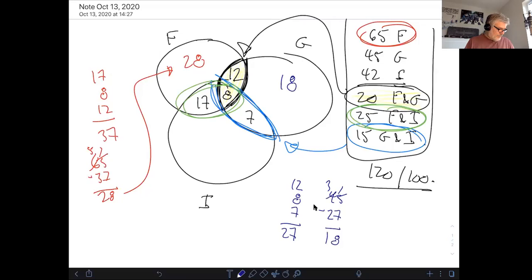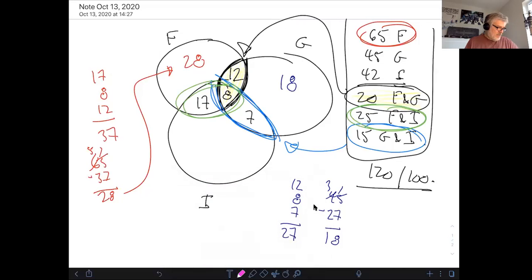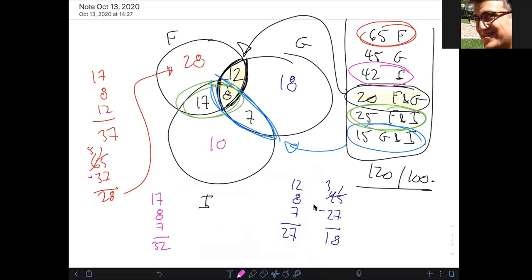Okay. And finally, let's do that in pink. I've got 42 students in Italian. Let's see. 17, 8, 7. So that's 32. After 42, yes, that'll give me 10. That should be 10.